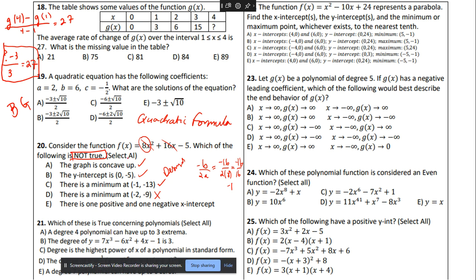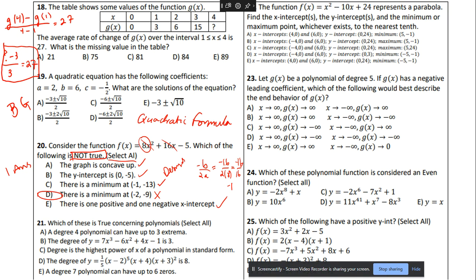And so because I know that there's only, well, no, it says select all. We have to check again. So we know that D is an answer. Let's check E. There's one positive, one negative root. Again, if you graph that on Desmos, you can confirm that that is true. So for number 20, we only have one answer, and that is D.